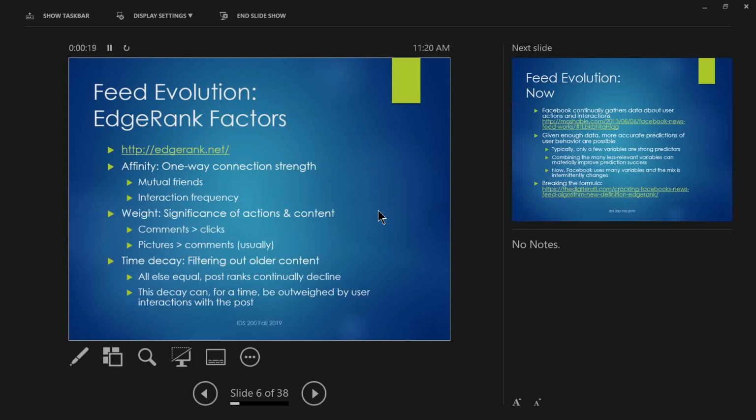Next one is the weight. Weight is the significance of actions and content. So Facebook basically looks at how much trouble you expend to maintain this relationship. If there are people that post pictures and you click the like button, that's the lowest level of interaction, right? That's kind of brain dead. You want to acknowledge that somebody's there, but you're not going to take a lot of trouble.